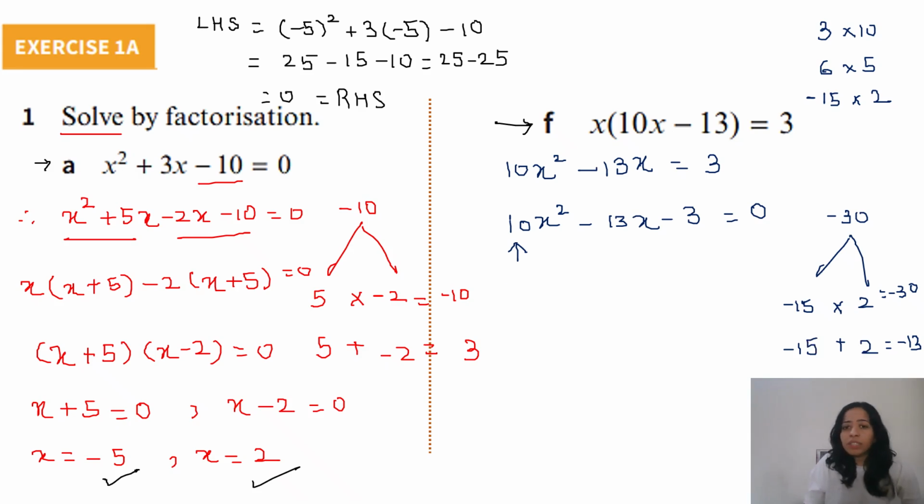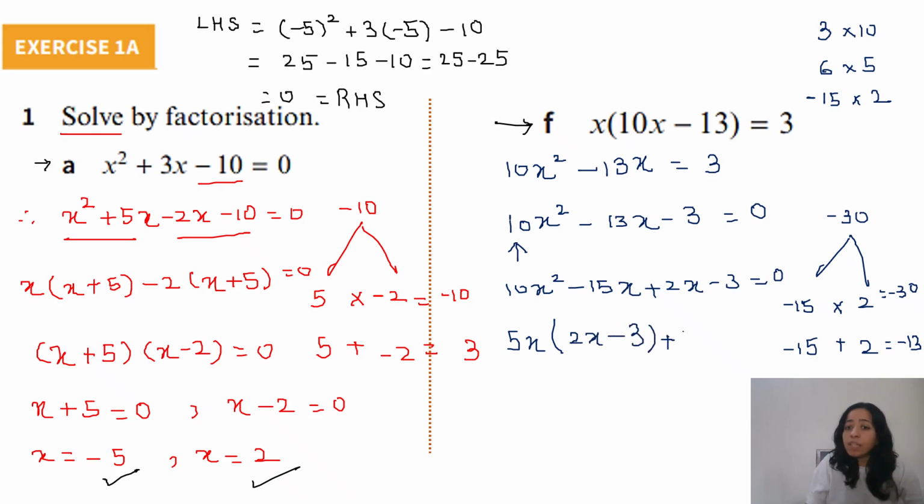Okay, so this is 10x squared, then minus 15x plus 2x minus 3 equals 0. So again, the same procedure happens over here also, but the numbers are also going to come common here, right? So 5 is common and then x. So 5 2s are 10, so 2x minus 5 3s are 15, so 3. And then plus 1 will come over here because the bracket is given directly here, equals 0.